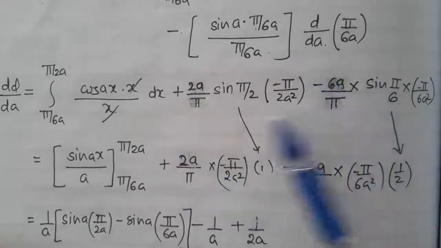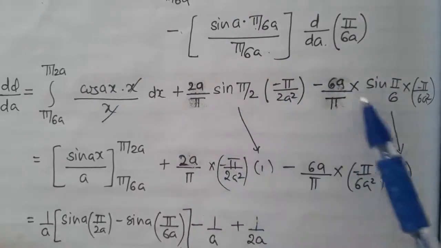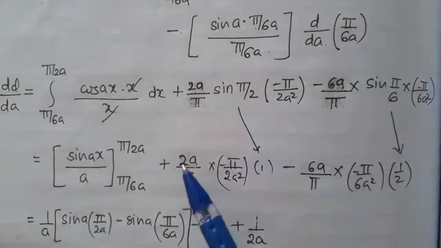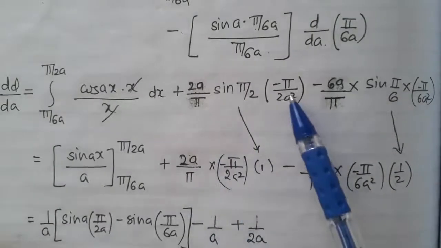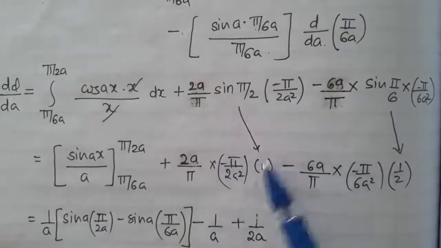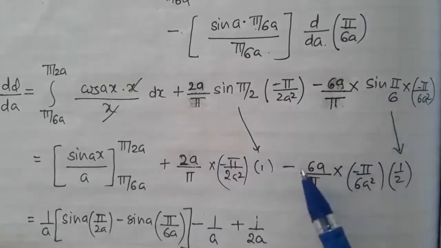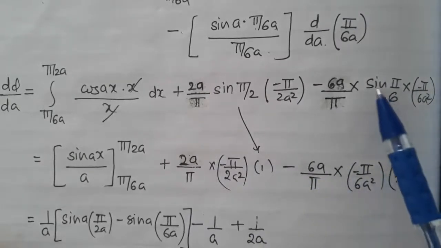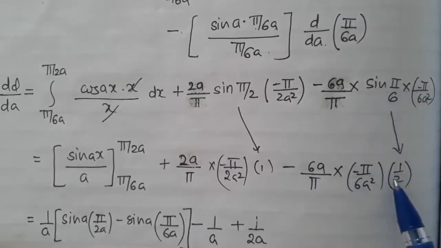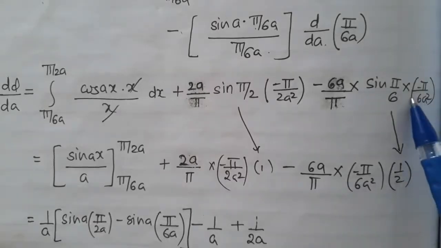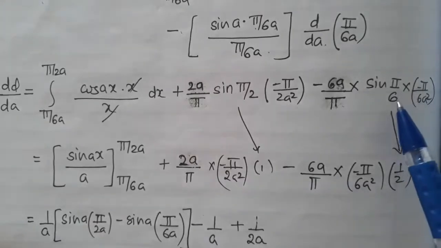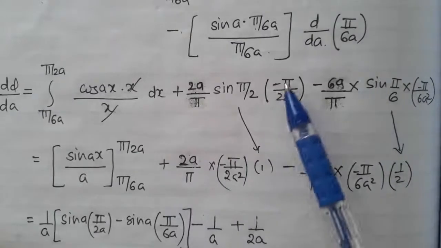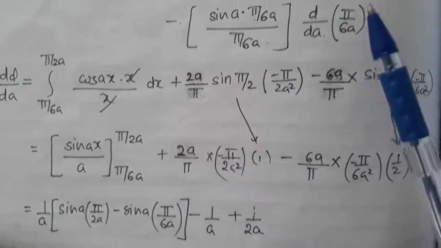So cancel some common terms here from the second term and the third term. Here take the product of this and this, sin(π/2) is 1, take the product of this and this, write the value of sin(π/6) is equal to 1/2, this minus sign will be there, so minus minus becomes plus, and this negative sign will appear here.